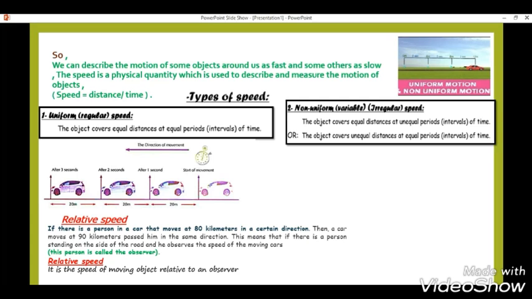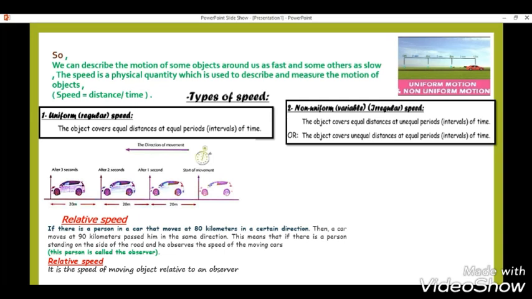Or the object covers unequal distance. So from the starting point, it moved to the first distance of 20 meters, and from the first to the second distance, it represents 22. So it's irregular, or unequal distance at equal period of time: 1 second for the first distance, 1 second for the second distance.